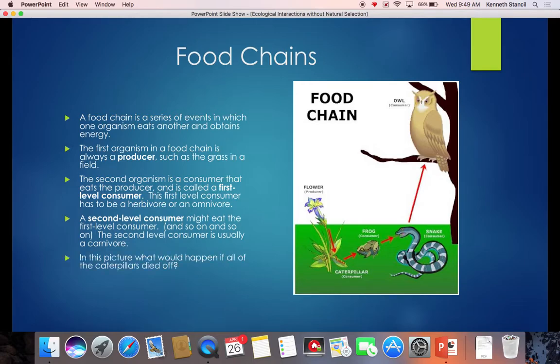In this picture, what would happen if all the caterpillars right here died off? What would happen? The frog wouldn't have anything to eat, would die. Then what would happen to the snake? And then what would happen to the owl? Die. It would destroy this food chain. Okay? We'd have a lot of pretty flowers, but we wouldn't have any of the other animals.